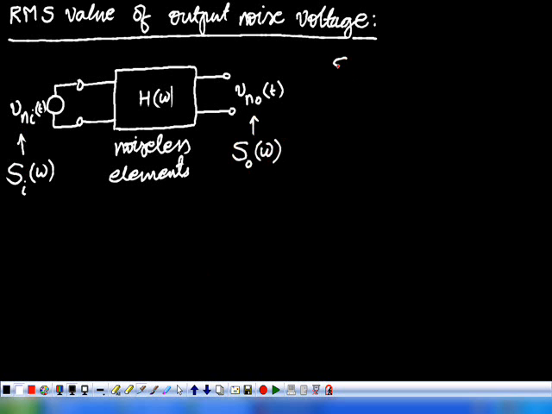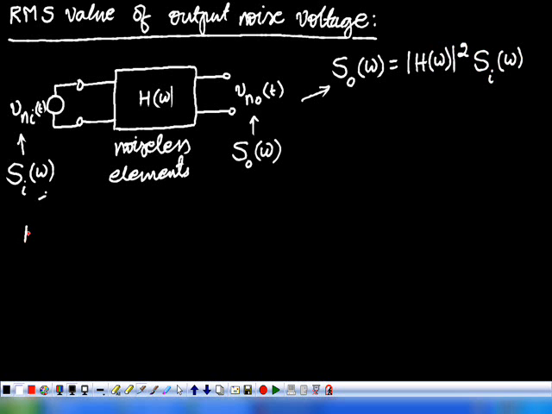Then we can write this S0 of omega is equivalent to mod H of omega whole square into Si of omega. So this is the relationship between output power spectral density, input power spectral density, and the transfer function, or the magnitude squared function. Mod H of omega whole square is the magnitude squared function.